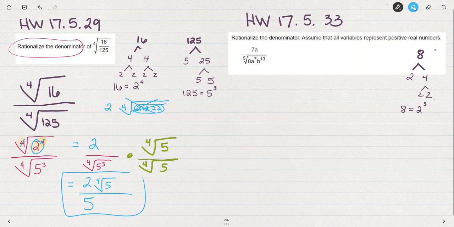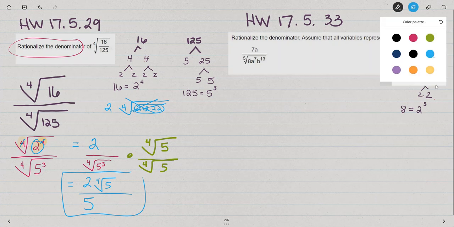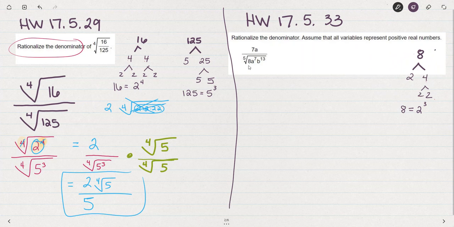When I go to this next example, I'm going to see that the 8 needs to be broken down into a product of primes. So 8 is equivalent to 2 cubed. And that's always the first step. Simplify any radical that you can simplify and break any number down into a product of primes. So I have a 7a in the numerator, and in the denominator I have a 5th root of 2 cubed a to the 7th b to the 13th.